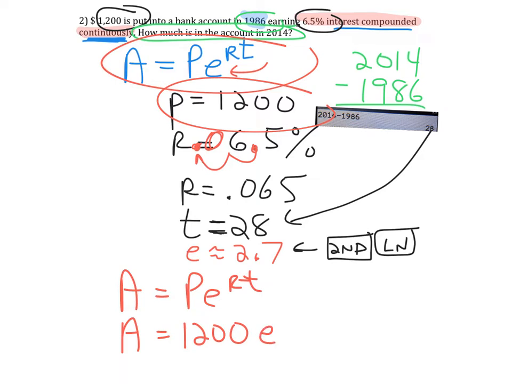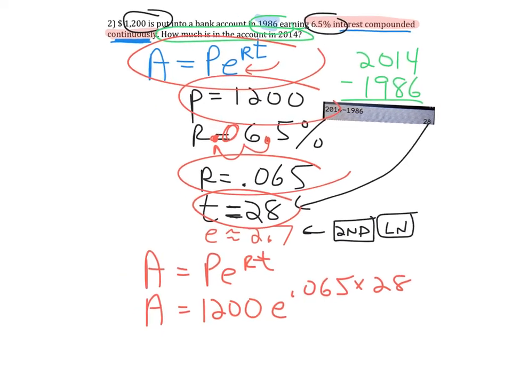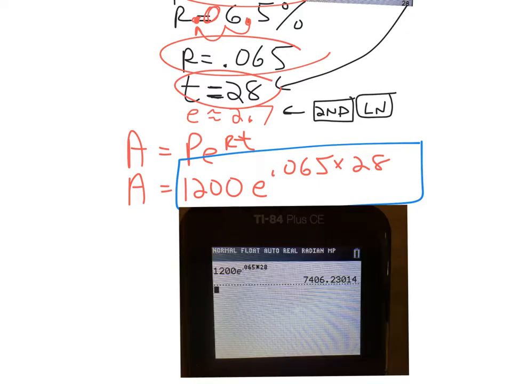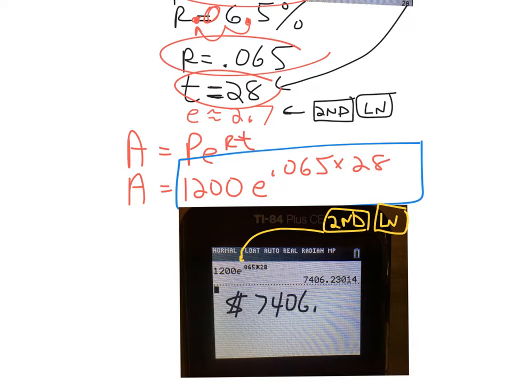Remember, we never substitute in for that. Here the interest rate R is 0.065 times the time, which is 28 years. So we're going to enter this expression directly now into our calculator to get the balance. And remember again, the way we type in this E is we press second and then that ln button on your calculator. So here the balance turns out to be $7,406.23.